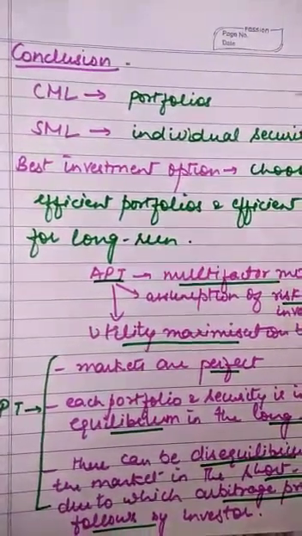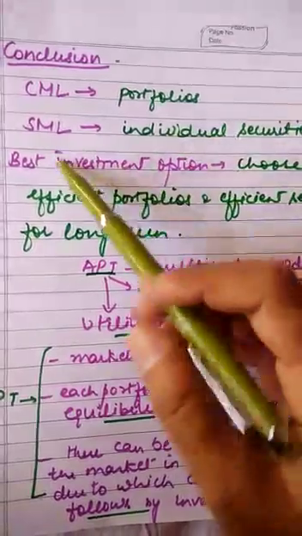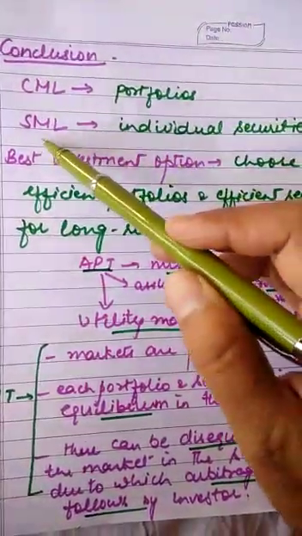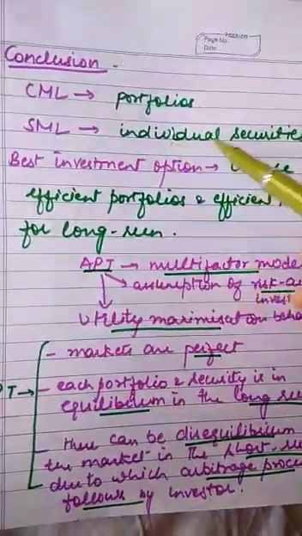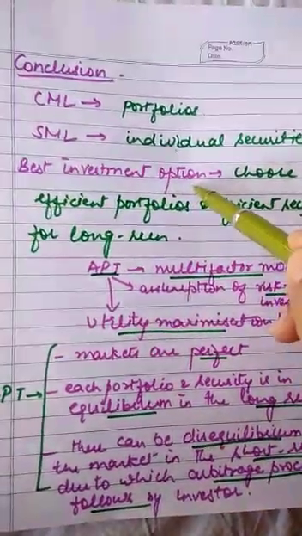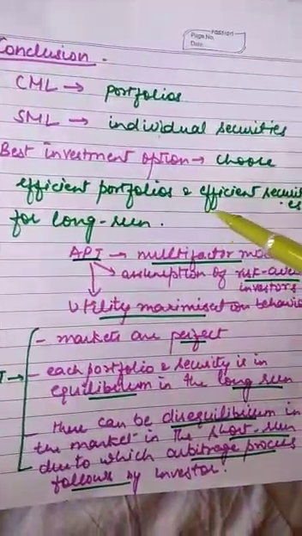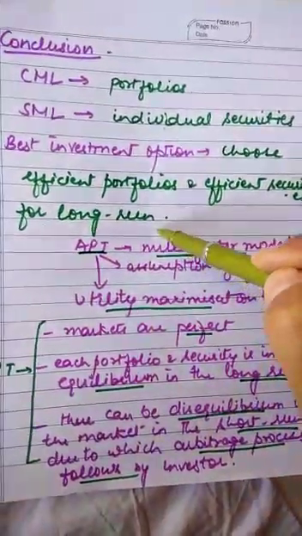Next, we can conclude that since we have studied CML in this chapter, SML and the APT model, which type of model can we use for which type of analysis? CML can be used when we are analyzing portfolios. SML, as we have discussed, is best for analyzing risk and return of individual securities. So the best investment option which we can suggest to the investor is that he should choose efficient portfolios as well as efficient securities for the long run investment.